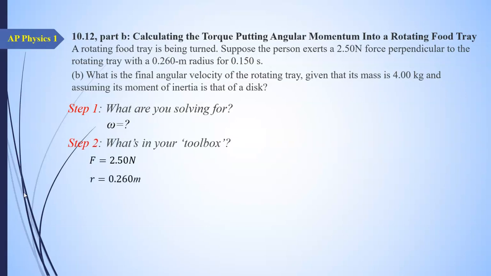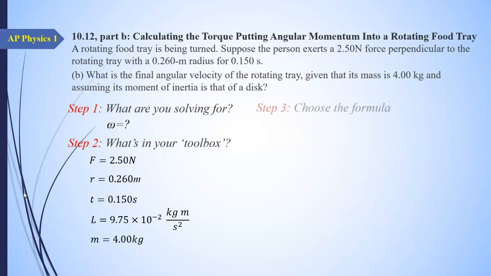The same force, same radius, the same time, and we can add the angular momentum that we came up with in the last part of the problem, and the mass of 4 kilograms. Now they're giving us an additional piece of data, the mass of the tray. Okay, so there's the same formula for angular momentum. It's I, which is the equivalent of mass, and omega, which is the equivalent of velocity. So mass times velocity is momentum, except this is rotational inertia times angular velocity is angular momentum.